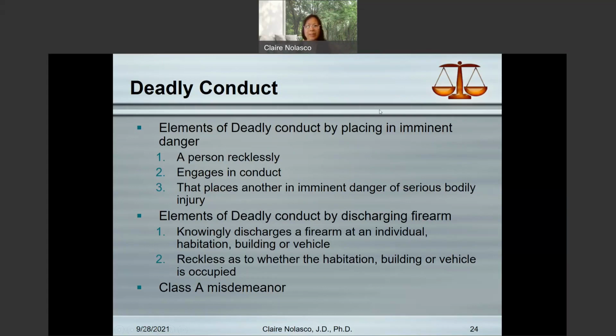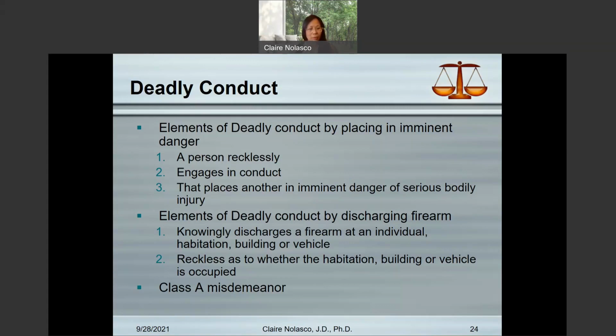Now let's look at deadly conduct. What are the elements of deadly conduct? The elements of deadly conduct are, first, the offender is reckless. Okay, his mens rea is reckless. Second, he engages in conduct. And third, his conduct places another in imminent danger of serious bodily injury. So all three elements must concur for you to be liable for deadly conduct by placing another in imminent danger.